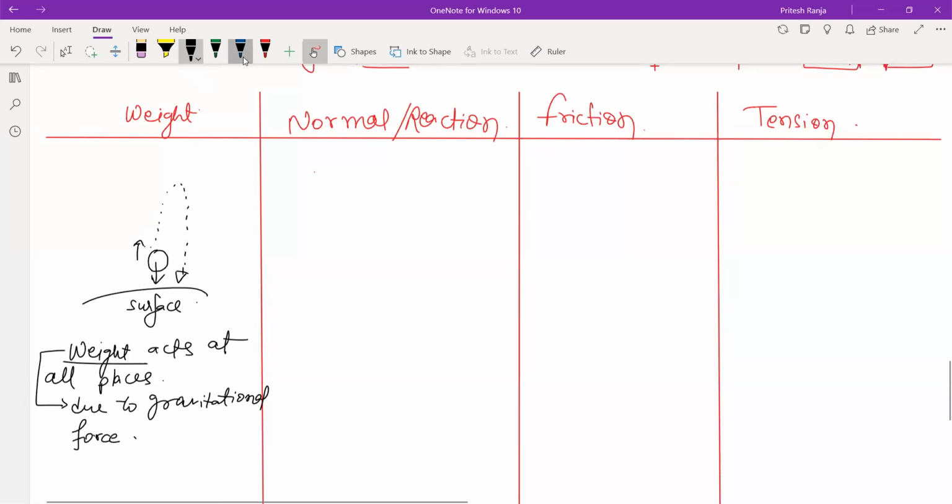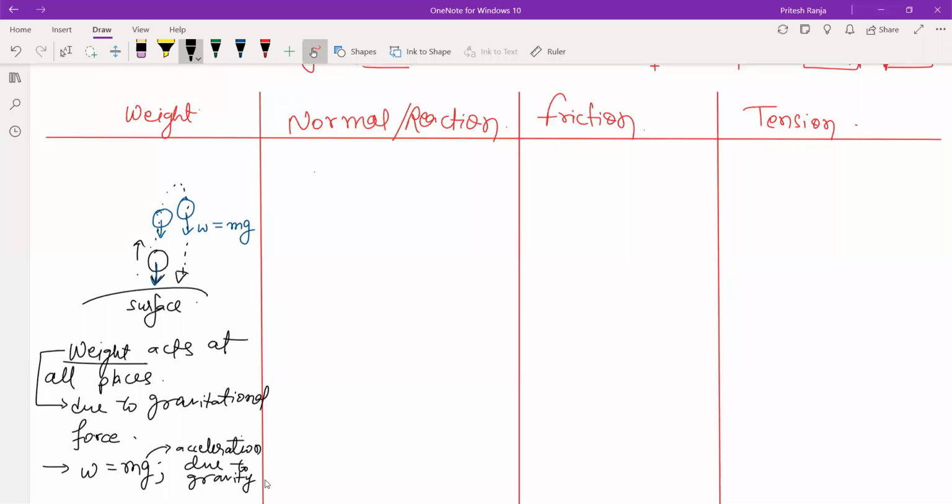अब weight का एक्सप्रेशन क्या होता है ये देखो. डायरेक्शन, जैसे मैं पूछा यहाँ पर ऑब्जेक्ट है तो वेट का क्या डायरेक्शन होगा? डाउनवर्ड्स. At every point the direction of weight will be downwards and it is given by mg. तो वेट का एक्सप्रेशन क्या मिला? m into g. What is g? G is acceleration due to gravity.